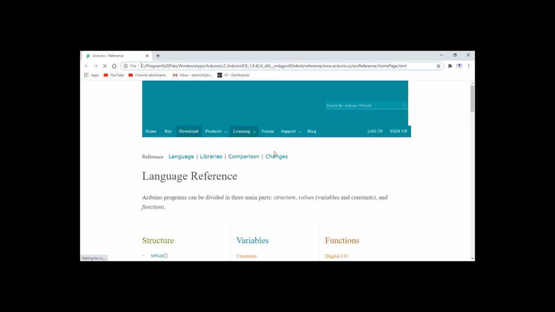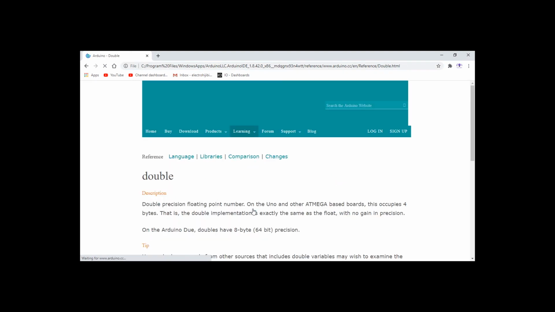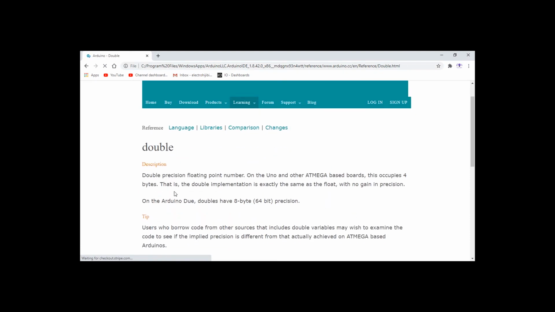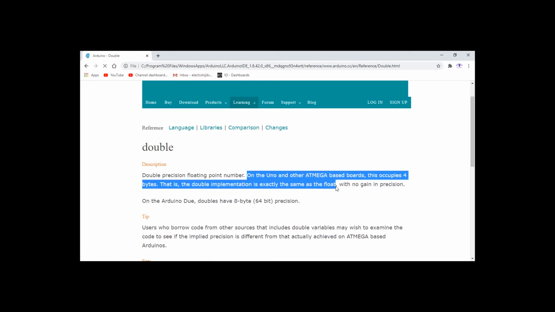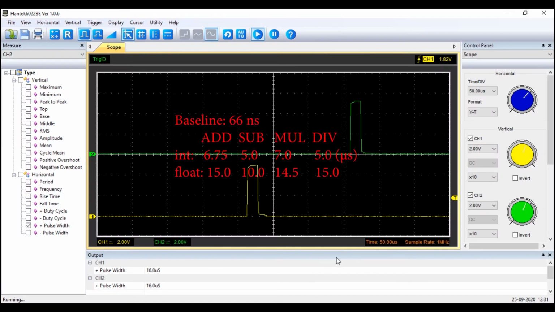According to the reference page of the Arduino IDE, double is implemented in a similar way to float. Both are 32 bits long and have the same precision. Practically, there is no sense in doing this test with double, but just for the sake of completeness, I'm doing it for double also. And yes, double is taking almost the same time as float.